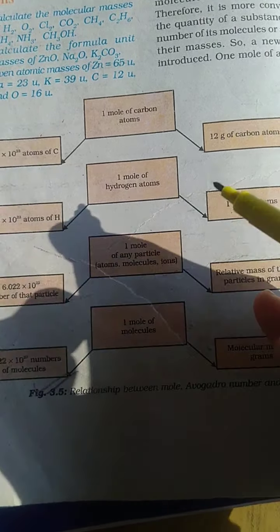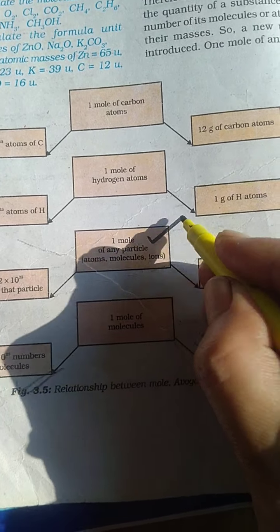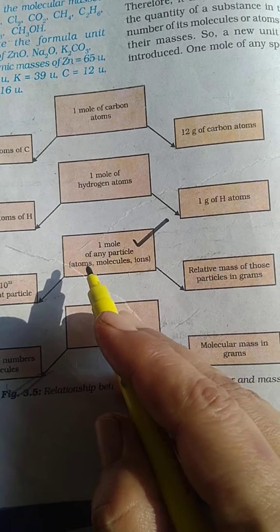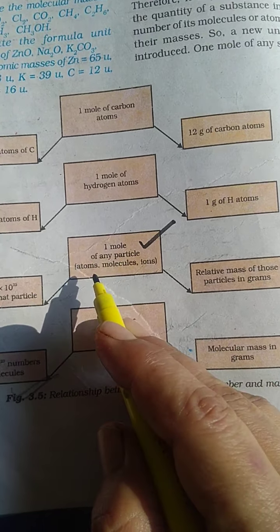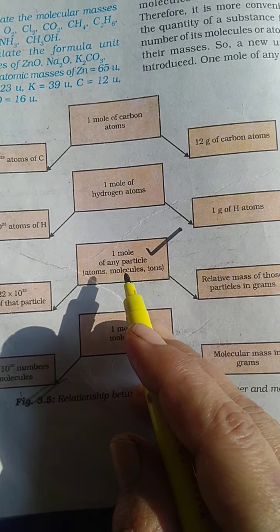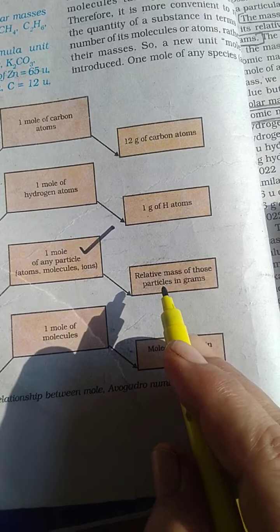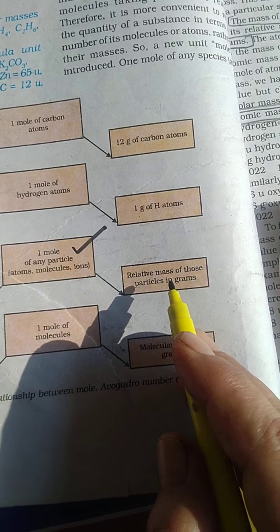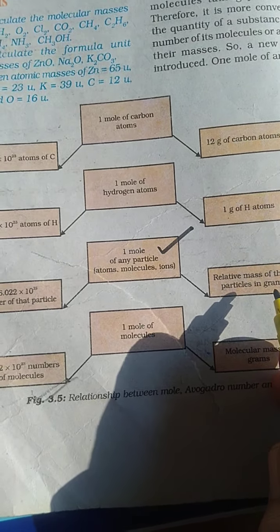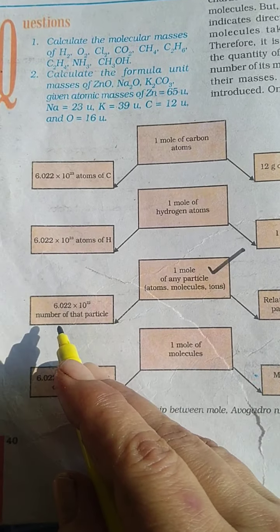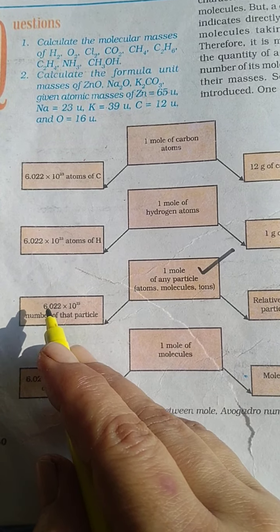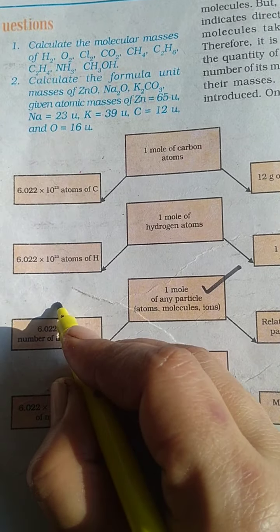So 1 mole of any particle, any atom, 1 mole of any molecule, 1 mole of any ion is always equal to its relative mass in grams. And how many particles do they have? It is 6.022 into 10 raised to 23.